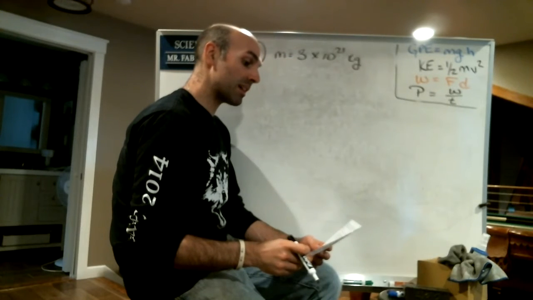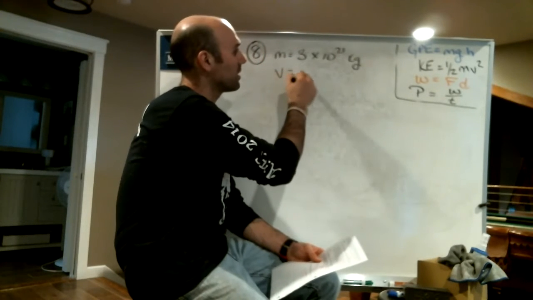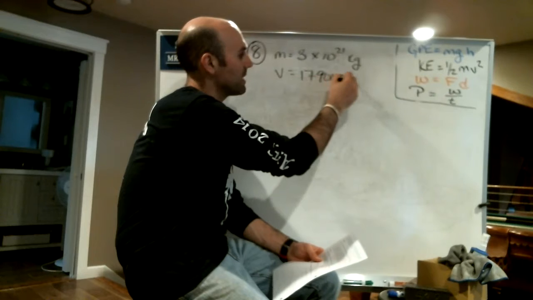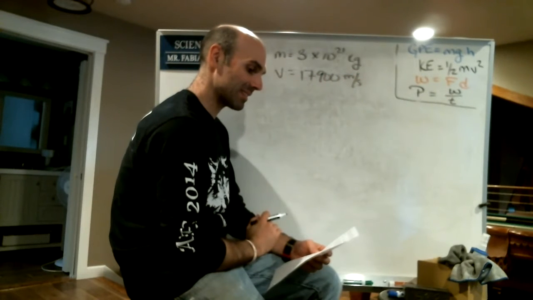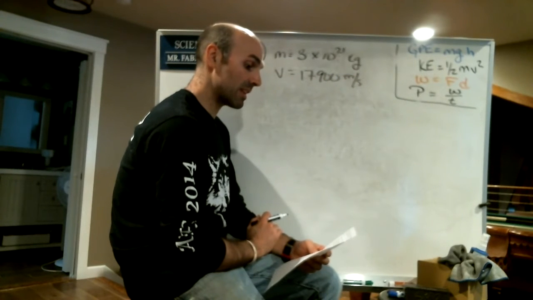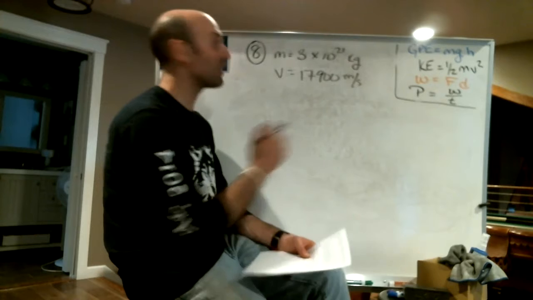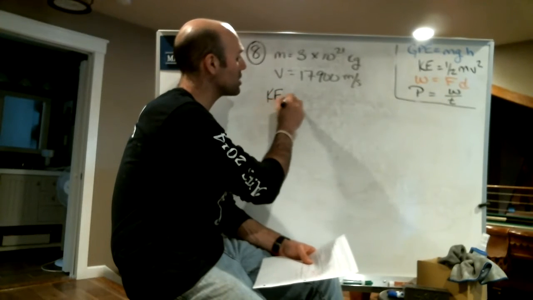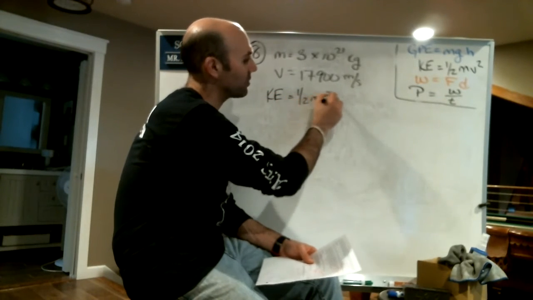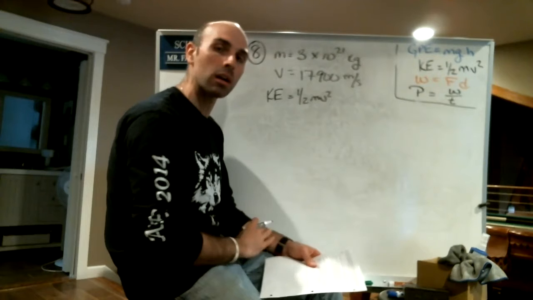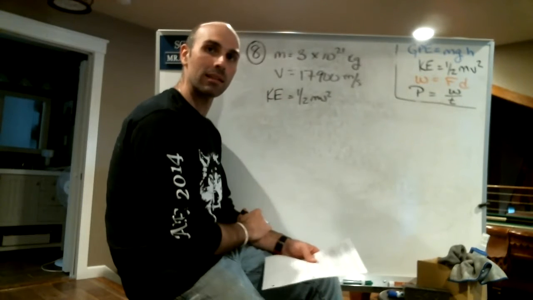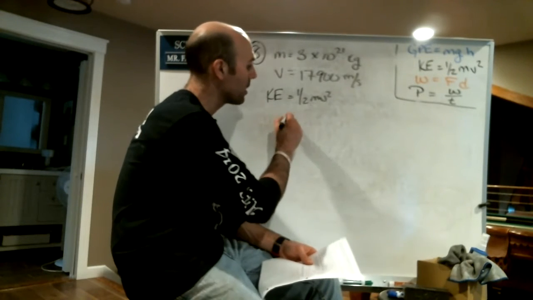And an orbital speed of 17,900 meters per second. Determine the amount of kinetic energy it possesses. Kinetic energy equals 1/2 mv squared. This is a nice, simple plug and chug problem. We're just going to ease right into this second half of the problem set.